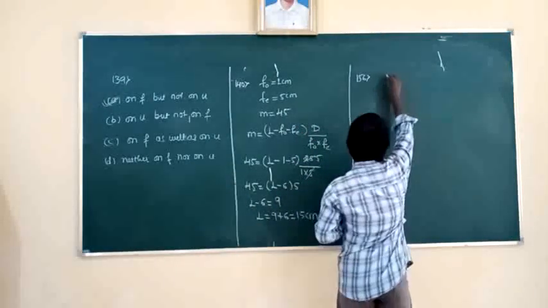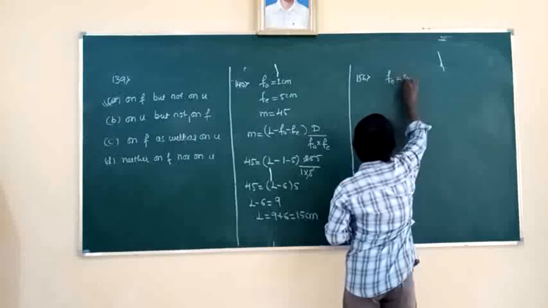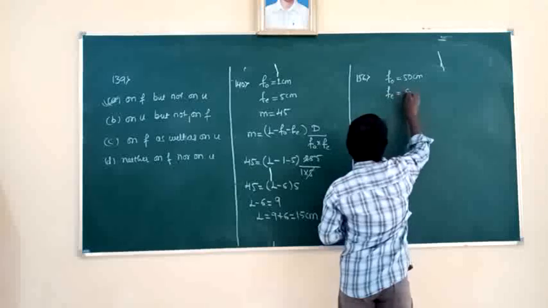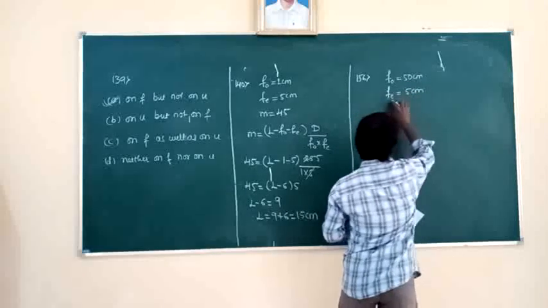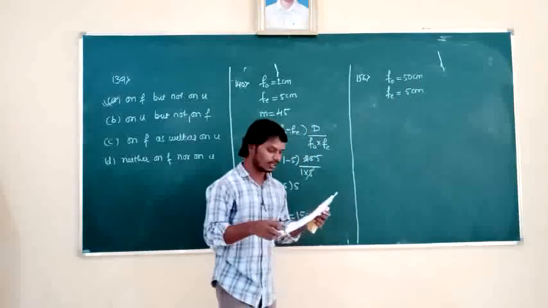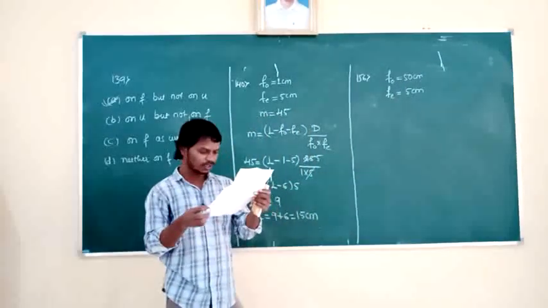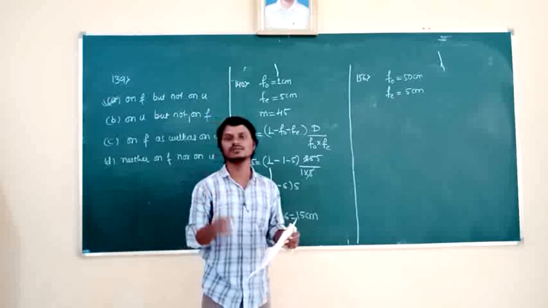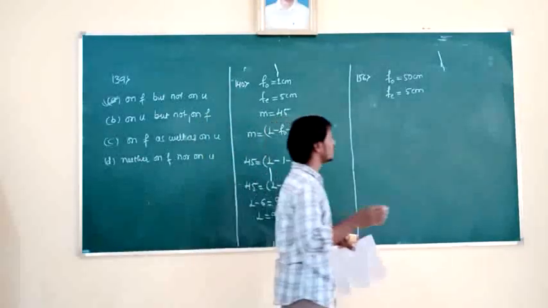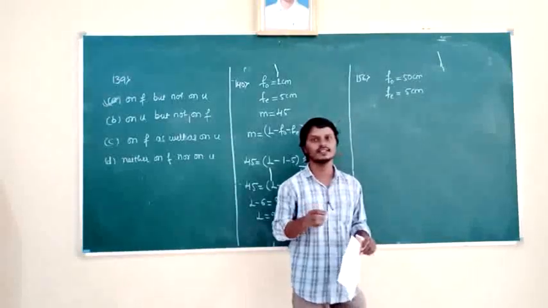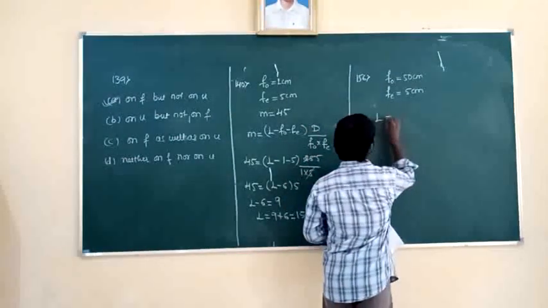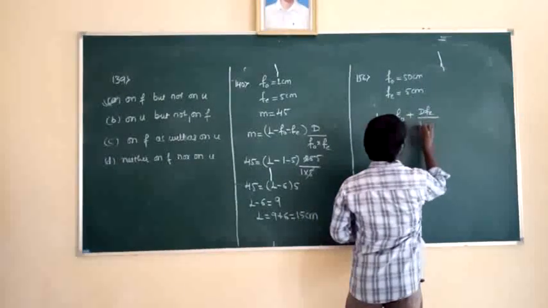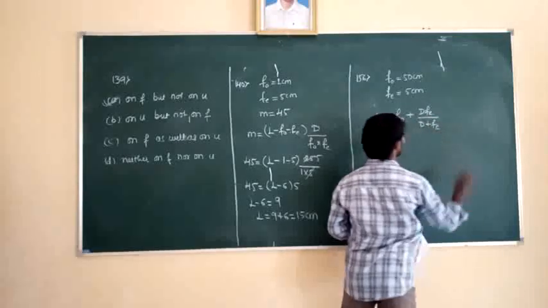So 50 centimeter is the focal length of the objective lens and 5 centimeter is the focal length of the eyepiece, because in case of a telescope the eyepiece has the short focal length. The length of the telescope when the image is formed at the least distance of distinct vision, we have to find. What is the formula to find the length of the telescope? Already I said that L is equal to FO plus D into FE divided by D plus FE. Then substitute the values and you will get the answer.